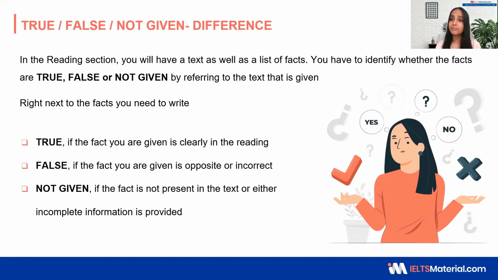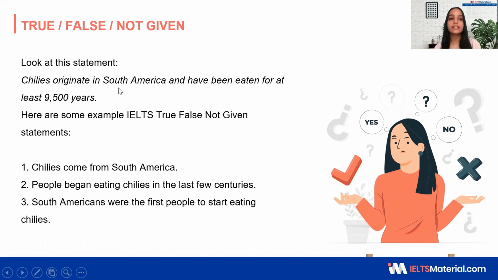But let's understand this better with the help of examples. So I want you to have a look at this statement. Chilies originate in South America and have been eaten for at least 9,500 years. Now we have got three statements here. What we need to do is we have to identify whether it is true, false, or not given with respect to this passage statement. Let's have a look at the first question.